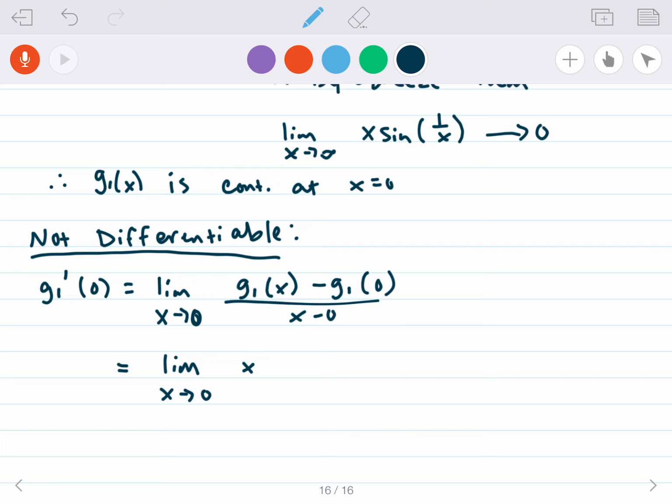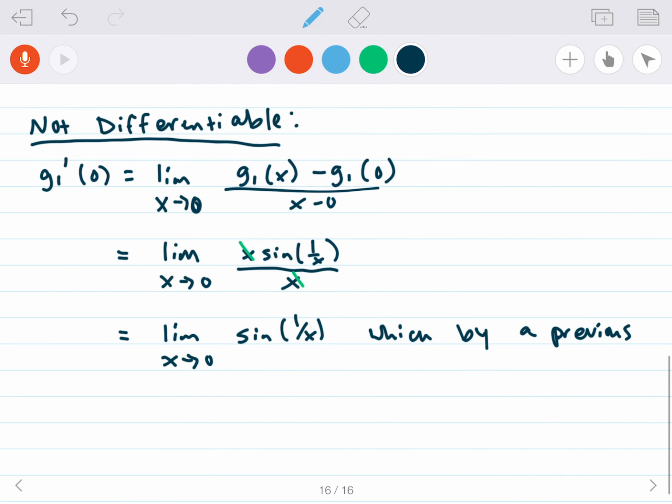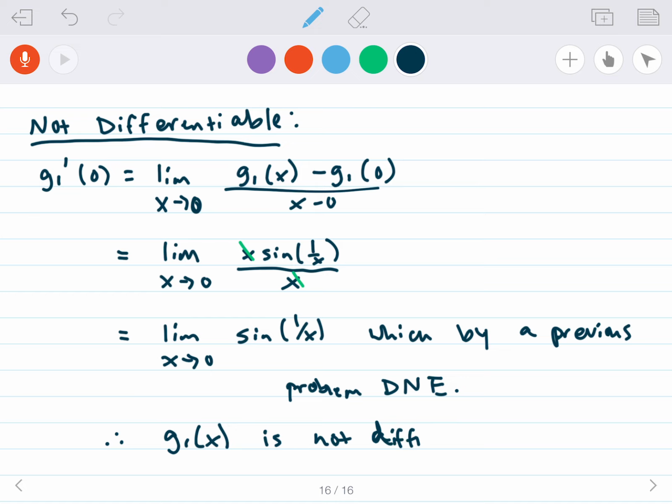So this is x sine of 1 over x minus 0, all over x. Now these x's cancel out, and we're left with the limit as x goes to 0 of sine of 1 over x, which by a previous problem does not exist. Therefore, g1 is not differentiable at 0.